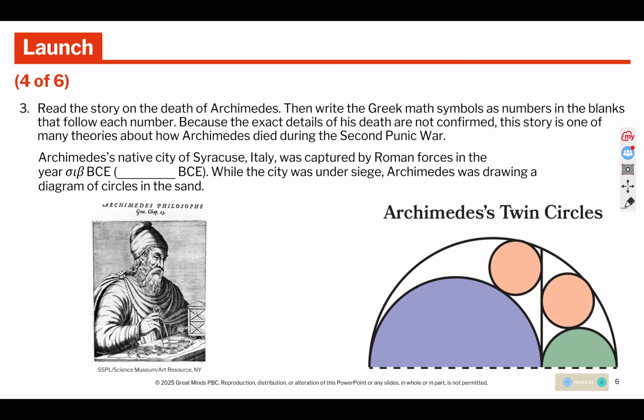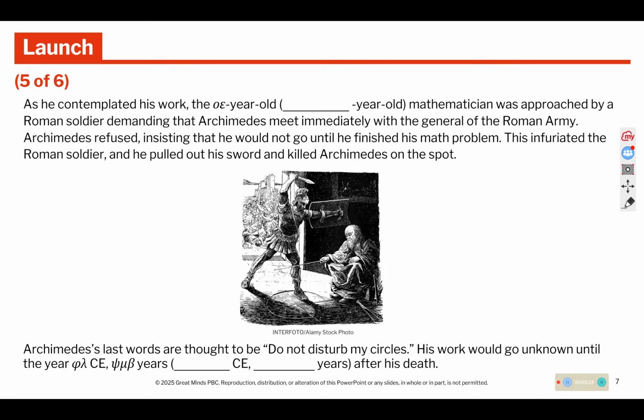Look at your table and fill in the blank with the number that matches it. While the city was under siege, Archimedes was drawing a diagram of circles in the sand. As he contemplated his work, the blank-year-old mathematician was approached by a Roman soldier demanding that Archimedes meet immediately with the general of the Roman army. Archimedes refused, insisting that he would not go until he finished his math problem. This infuriated the Roman soldier, and he pulled out his sword and killed Archimedes on the spot.